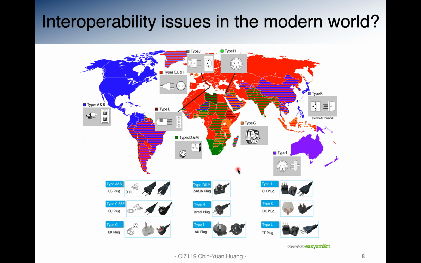Okay, so there are many other interoperability issues that we can find in the modern world. You can try to think about some of them, and that will help you understand the issue of interoperability. Hopefully through that you can understand that achieving interoperability is very critical, and that there are a lot of benefits to having interoperability.